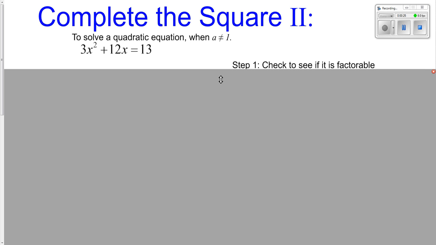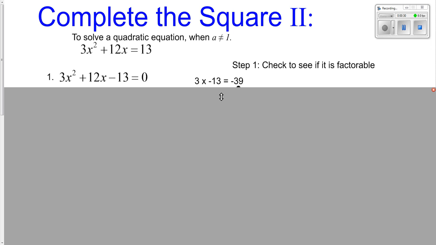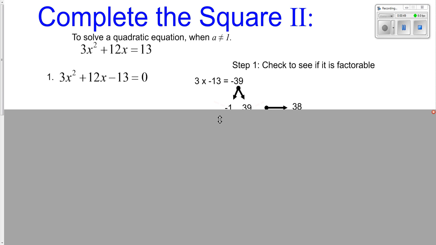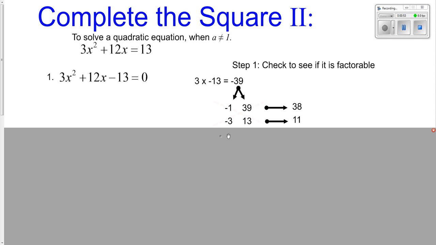So step number 1 is check to see if it's factorable. So I add negative 13 to both sides because to factor a quadratic equation, you first have to make it equal to 0. So I check that out, and then I multiply a times c, which equals negative 39. So when I look at the factors of negative 39, I get negative 1 and 39, and negative 3 and 13. And that adds up to 38, and that adds up to 11, so that doesn't work.